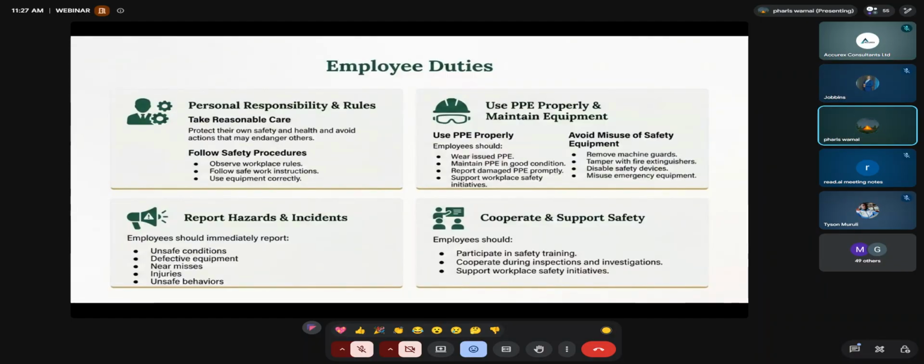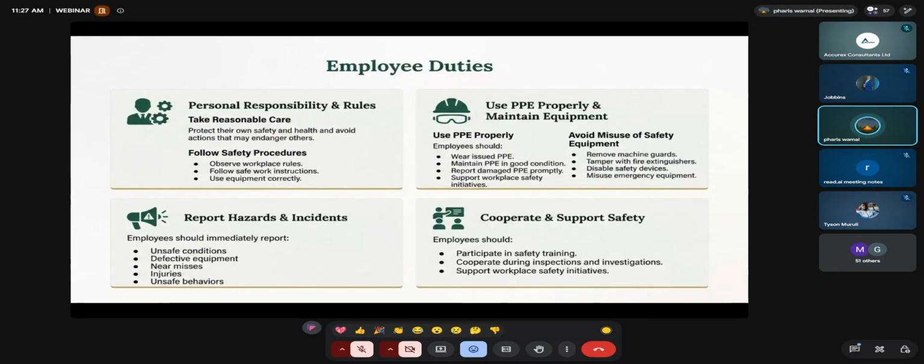And finally, an unsafe behavior is, for example, as I gave an example, you have seen that leaking gas, or somebody identified a leaking gas and they did not report. So that is a behavior that will cause maybe a more serious incident in the future. So the three are the responsibilities.